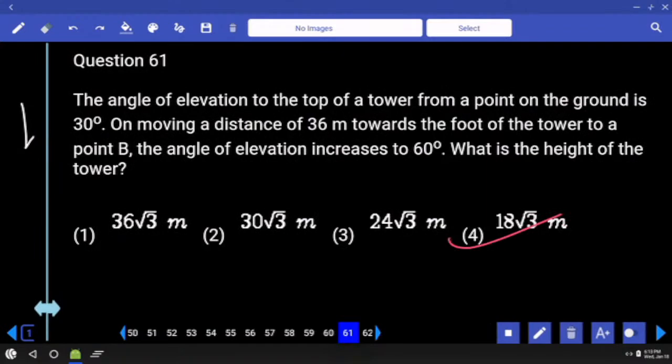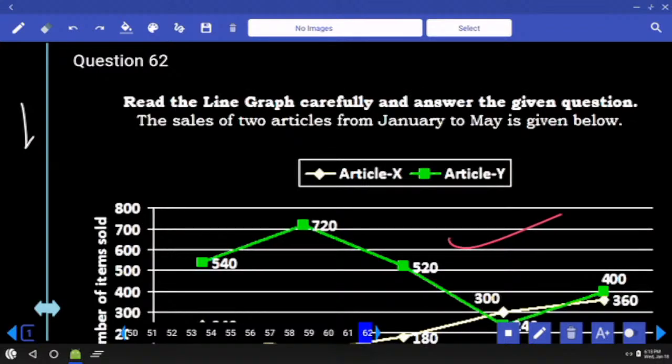Okay. Next question. Yes or no? It's an easy question. We have been solving this. Okay. Will you do this or shall I? Can you manage this? Yes or no? Shall we move to the next question?